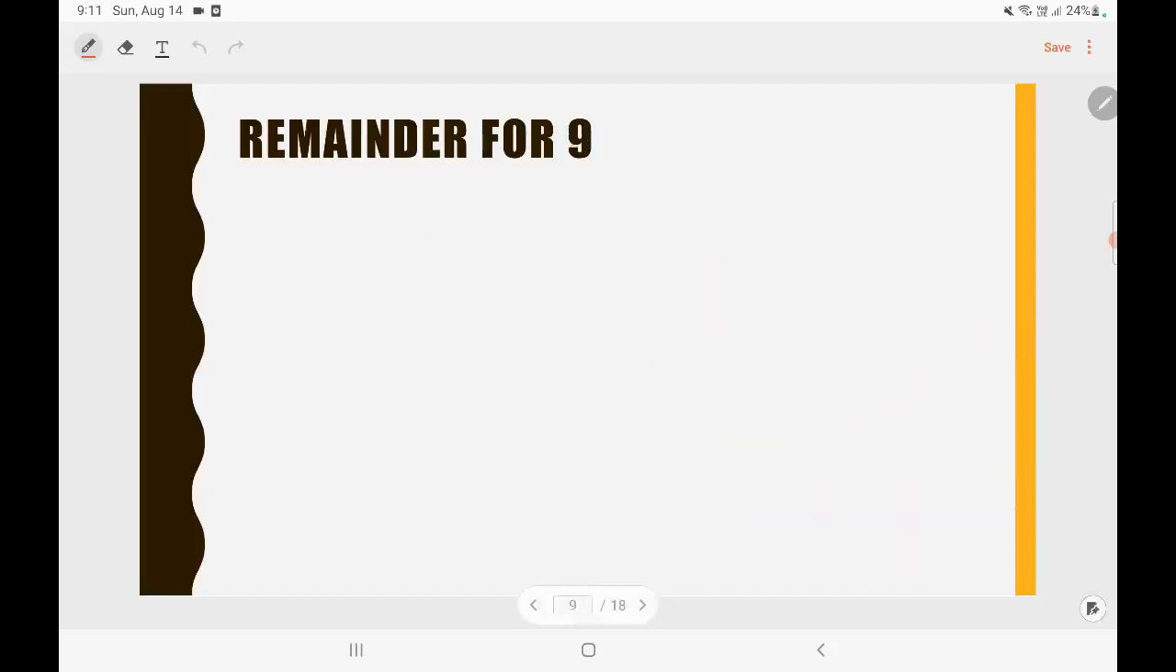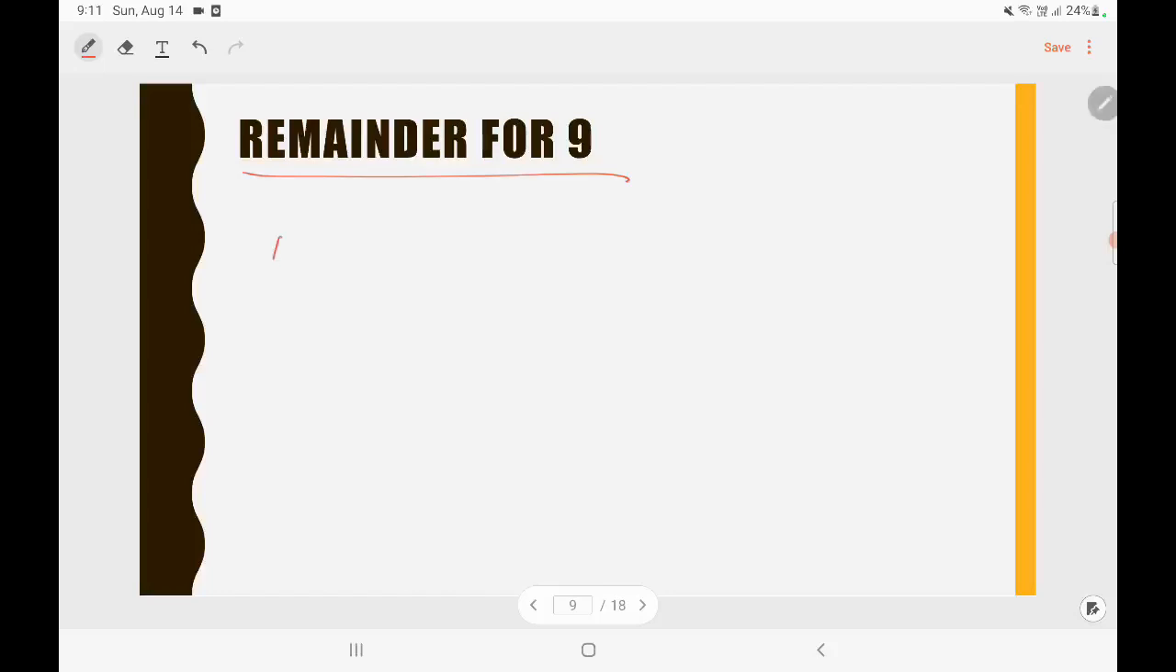Okay. This is the divisibility rule of 8. Remainder theorem for 8. Now we will move on to the remainder theorem for 9, which is similar to that of 3. For that, you need to take the sum of the digits and then subtract the closest multiple of 9 from that number.